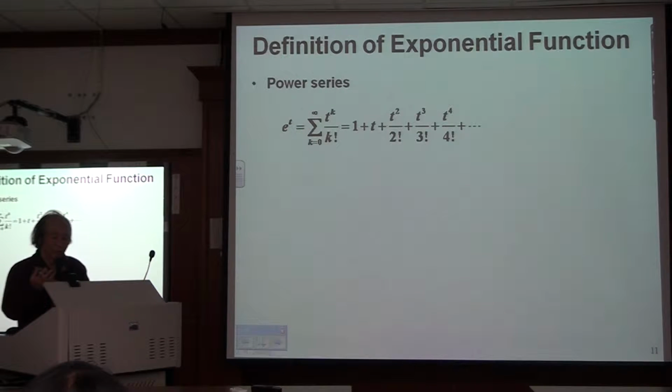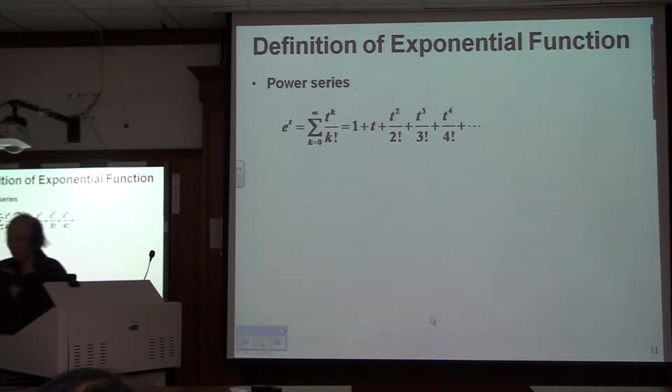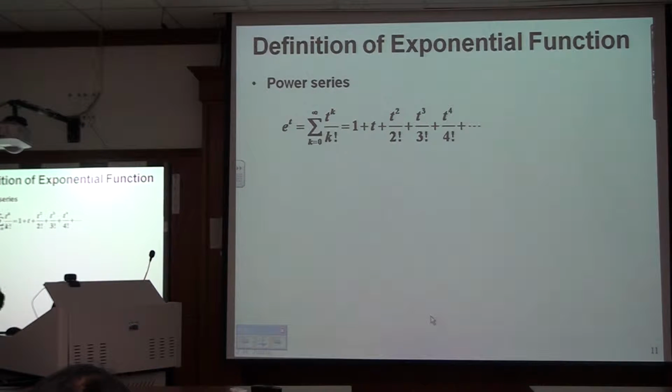Anybody can tell me why exponential t is written in this way? Does anybody know how this is called exponential t? Why is the exponential t written in terms of a power series? Anybody knows the reason about it?